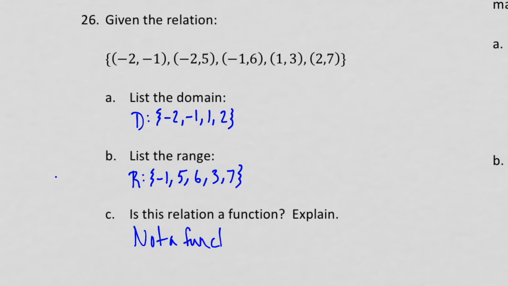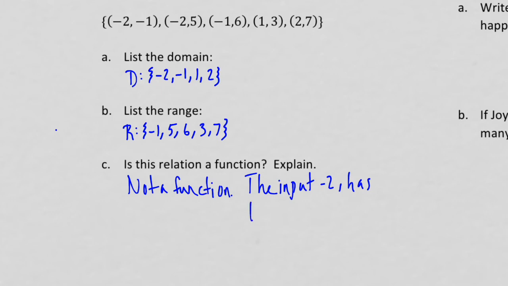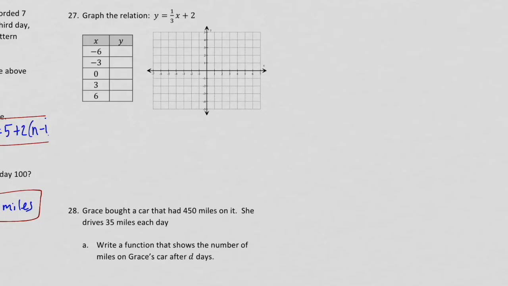It says explain once again. So my explanation is going to say that the input value -2 has two outputs. -2 has two outputs. It goes to -1 and also to 5. So no, it's not a function.